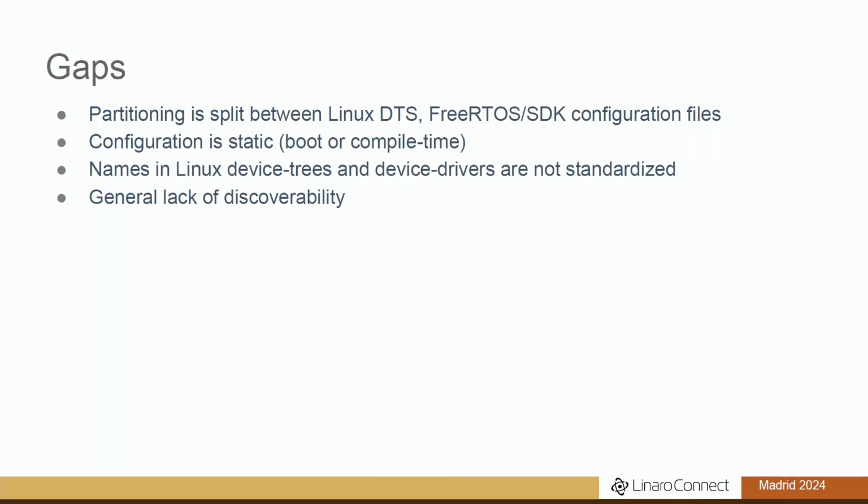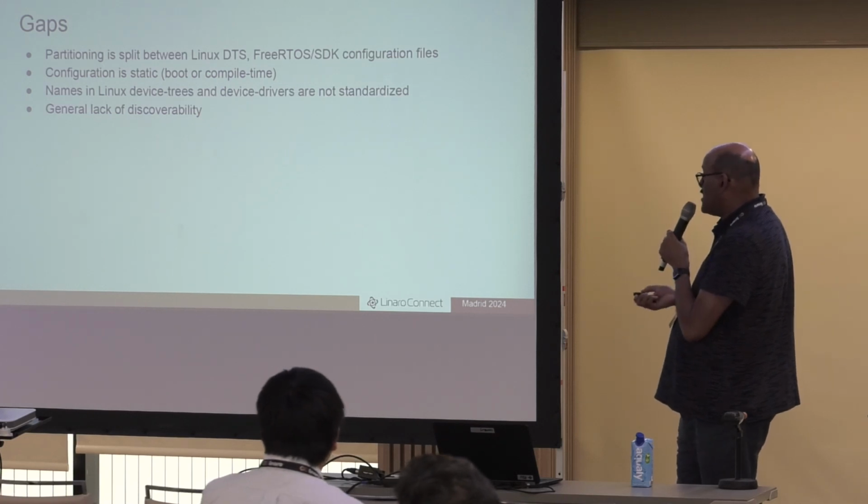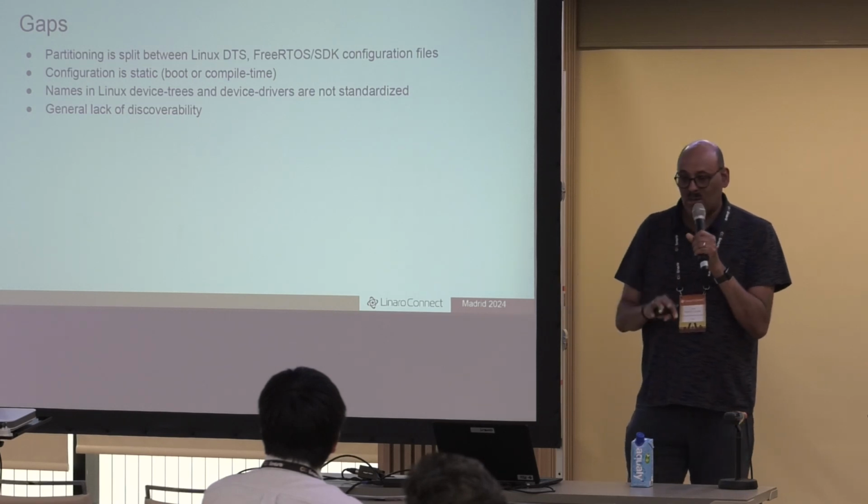So in terms of the gaps that we found, the major one is that the partitioning of the system is split between Linux and the device tree, and some of the policy decisions that are being made in the source code in terms of clocking and interrupts, and also the FreeRTOS SDK configuration files. So if you wanted to change, for example, the range of the shared memory that you were using, you have to change it in both parts. Otherwise, things are going to go wrong. The other thing is that the configuration is static. So either at compile time you're baking it in, or at boot time, and then it's done, you can't change it.